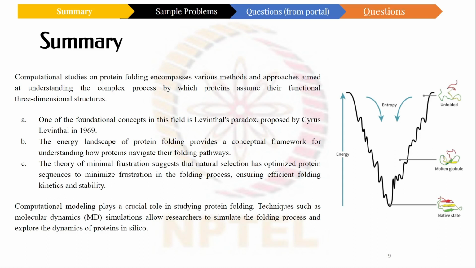Levinthal observed that the number of possible conformations for an unfolded polypeptide chain is large due to the numerous degrees of freedom involved. If a protein were to fold by sequentially sampling all the possible conformations, it would take an impractically long time, much longer than what is observed experimentally. So this paradox led to the realization that proteins must fold through a series of metastable intermediate states rather than randomly sampling all the conformations.